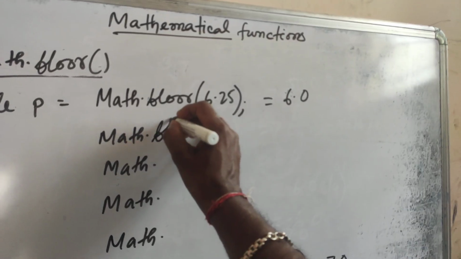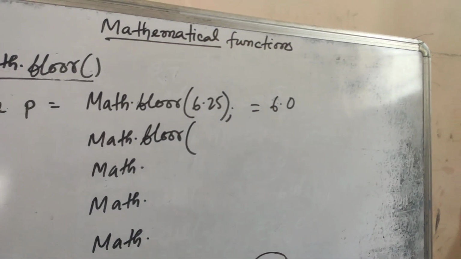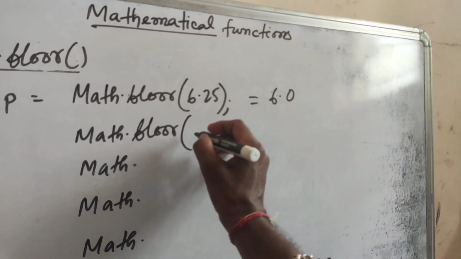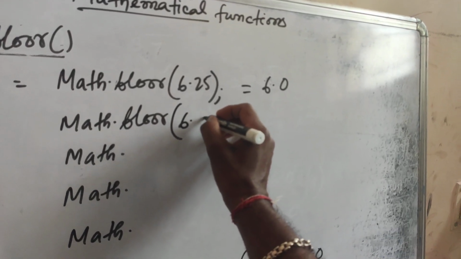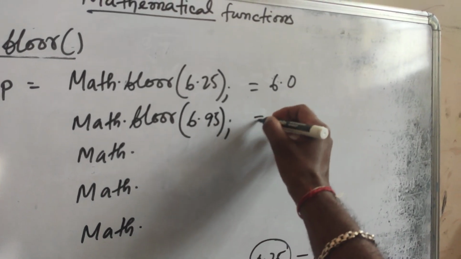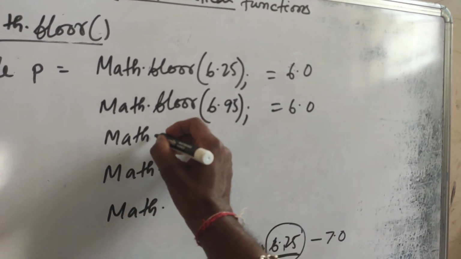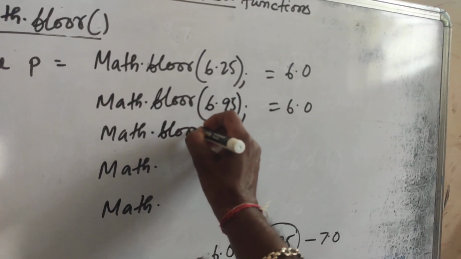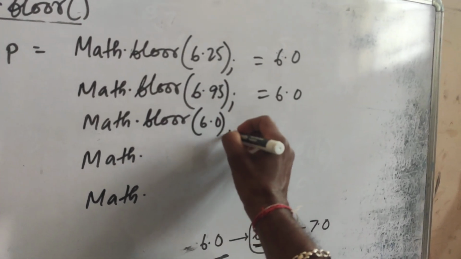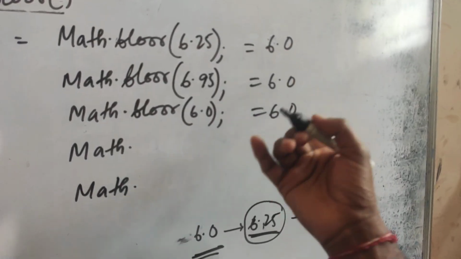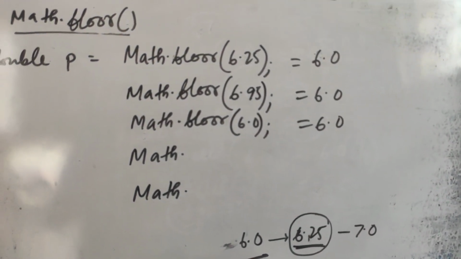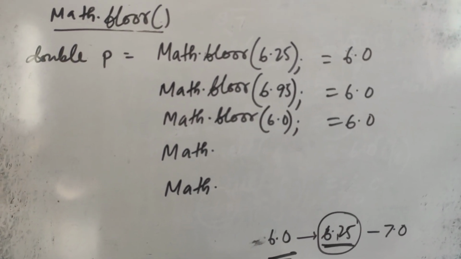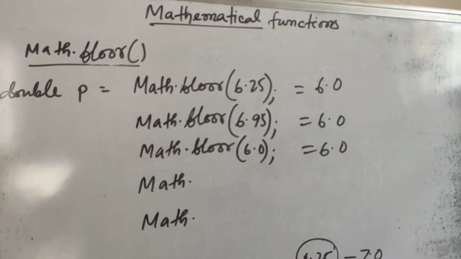Now Math.floor, more examples. If I write here 6.95, what result comes? 6.0. If I write 6.0 only, what result comes? 6.0 only. The same integer will come. If it is 7.0, 7 only comes. If it is 8.0, then 8 only will come.